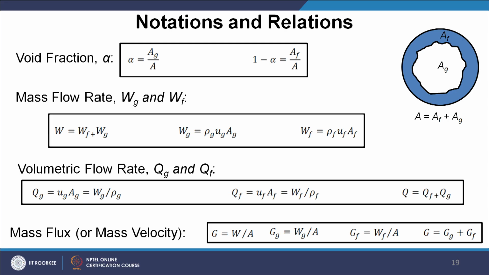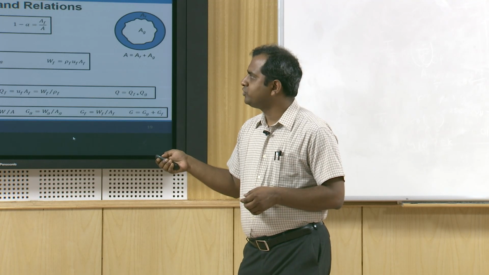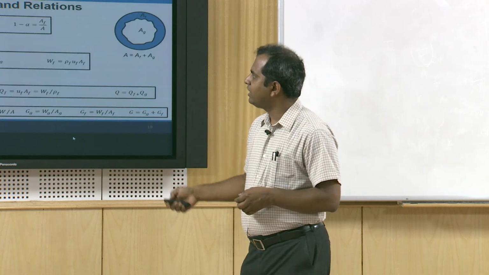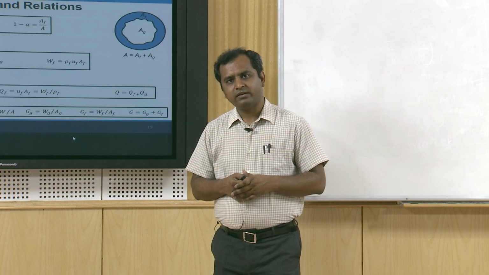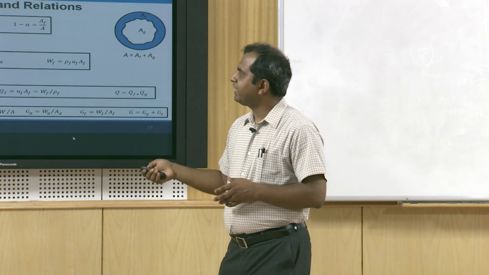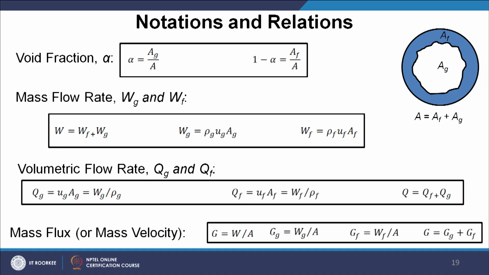So, after the void fraction, which is a very important parameter in two-phase flow, let us see what mass flow rate is. So, we have the next term as mass flow rate. Usually we write mass flow rate in two-phase flow as W. So, Wg is for the gaseous mass flow rate and Wf is for the liquid mass flow rate. Now, as we know the continuity equation is valid from fluid mechanics, we can write the total mass flow rate W equals Wf plus Wg.